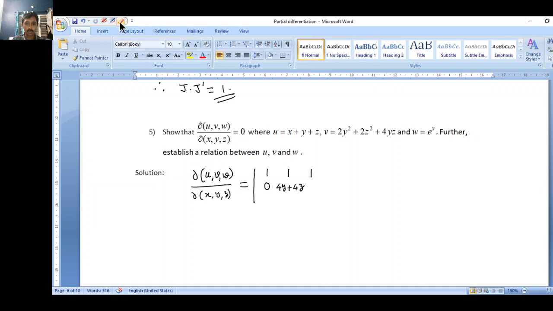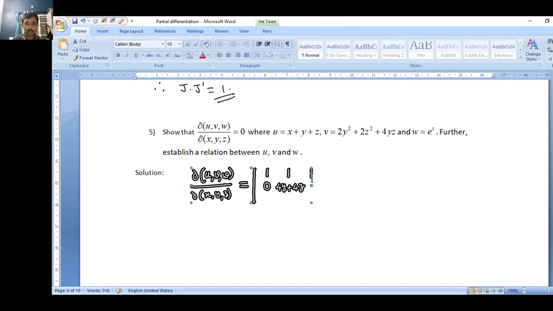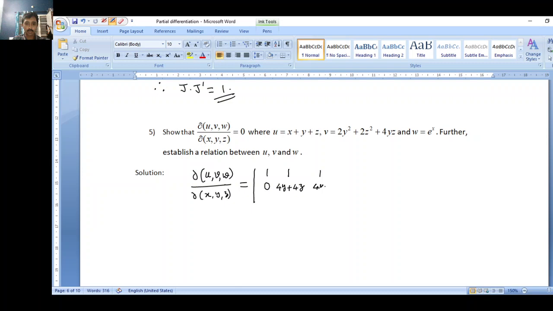Probably I should have written this a little farther from this expression as such. Yeah, so this is 1, and this will again be 4z plus 4y if you look at it carefully. Correct? And when you go for ∂w/∂x, ∂w/∂x would be e^x. Correct? And ∂w/∂y would be 0, and ∂w/∂z would again be 0. Am I right? Right? Yeah. So this is exactly what I have now.